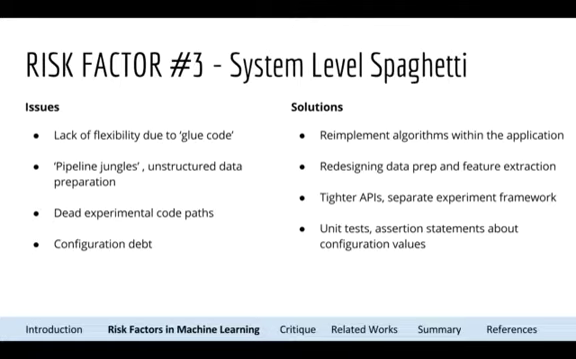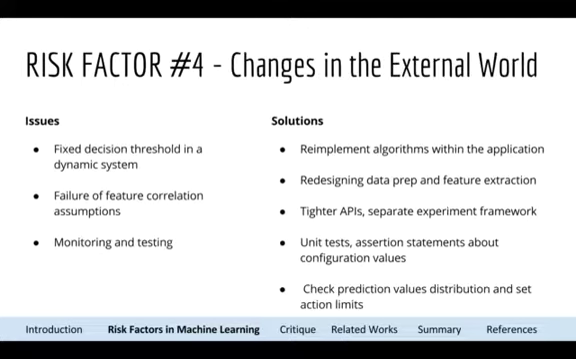Holding ML systems to the same stringent coding standards as other software applications, with code refactoring, holistic data pipelines, unit tests, and proper configuration files can mitigate these effects.